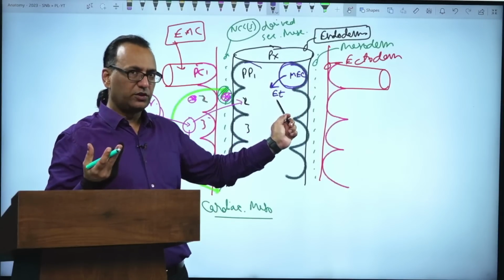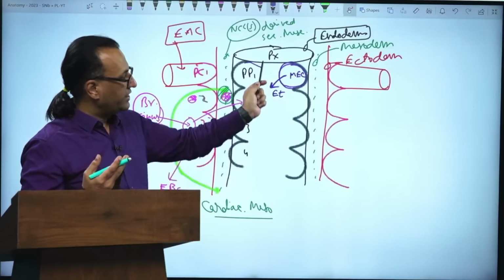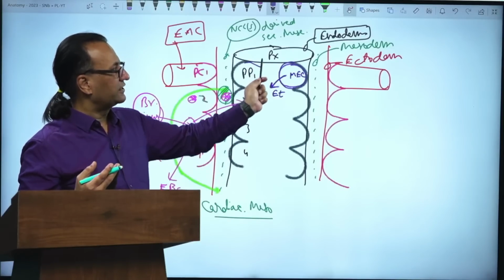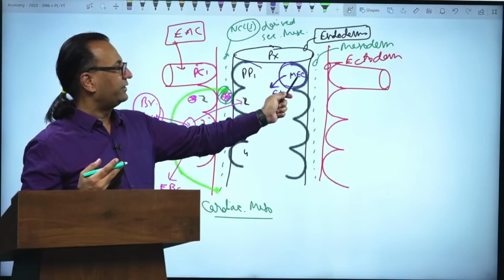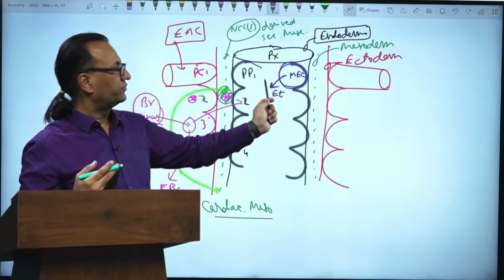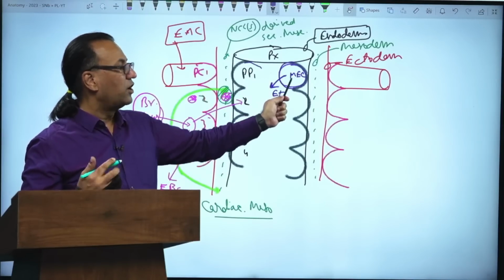Where is the eustachian tube communicating? To the nasopharynx. So the nasopharynx connects with the middle ear cavity via the eustachian tube. Their epithelium is endoderm, endoderm of pouch 1.